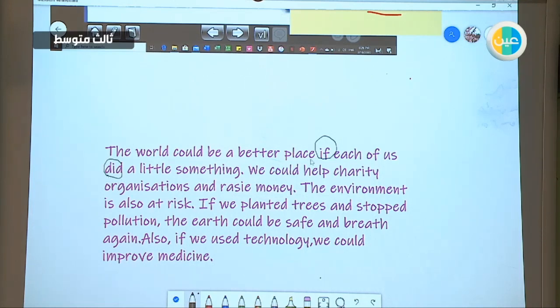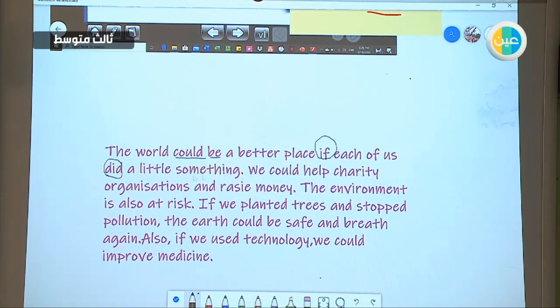Now, what about the main clause? Here, the main clause comes before F. So the world could be a better place. We have could and the verb be. So this is the first F clause. Let's move to the second one.